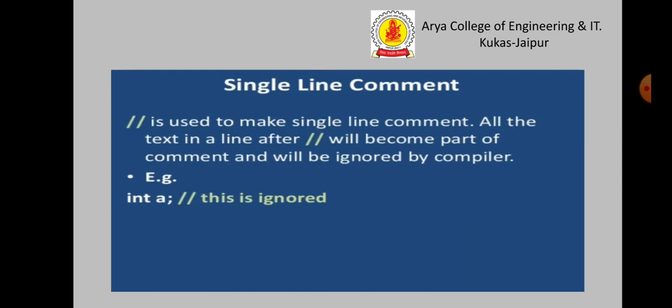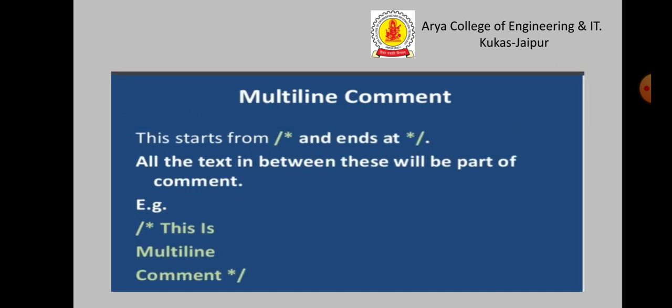There are two ways of commenting. First is the single line comment, like this. You use two slashes, and for the multi-line comment you use this symbol: slash asterisk and asterisk slash. The portion you have commented in the program is not read by the compiler.